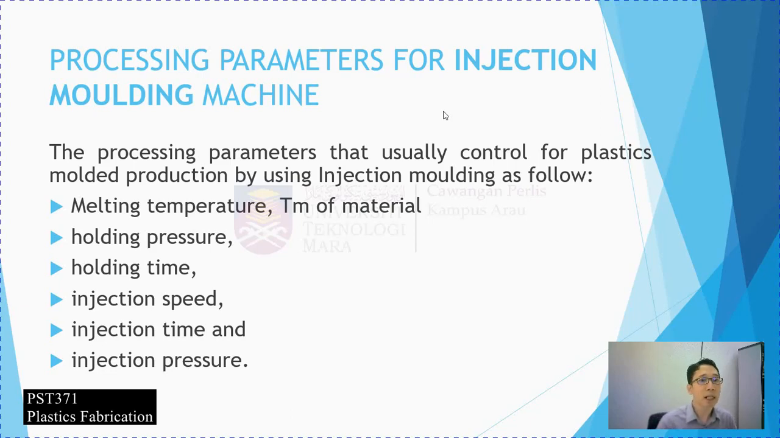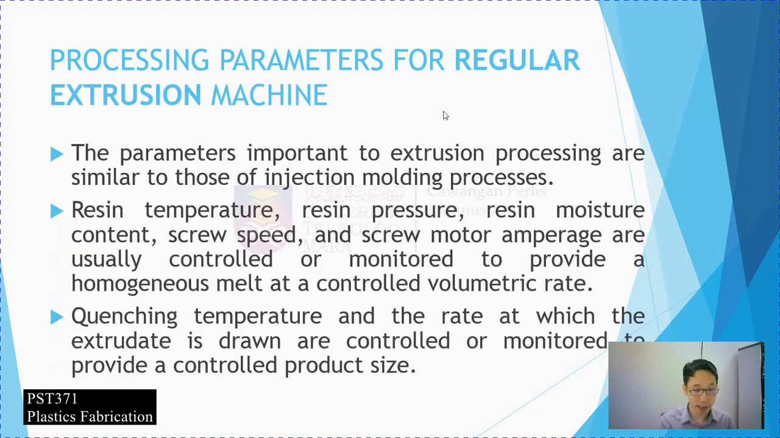So the parameters are such as the melting temperature, which is TM. Okay, TM is the temperature of melting of the material. Then holding pressure, holding time, injection speed, injection time, injection pressure. Okay, all of these parameters I will go through in detail in chapter 6 or 7, I couldn't remember, but the chapter that focuses on injection molding. And in injection molding we have a practical, so that we can go through the actual parameter setting that reflects on the final product properties.